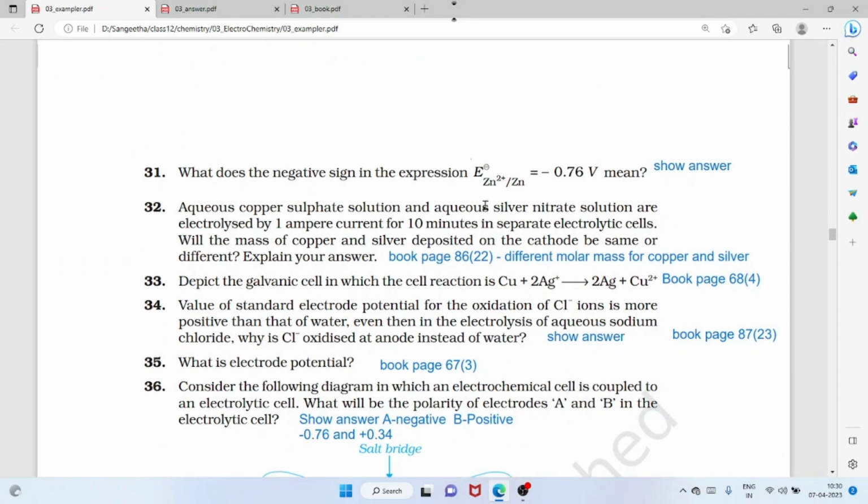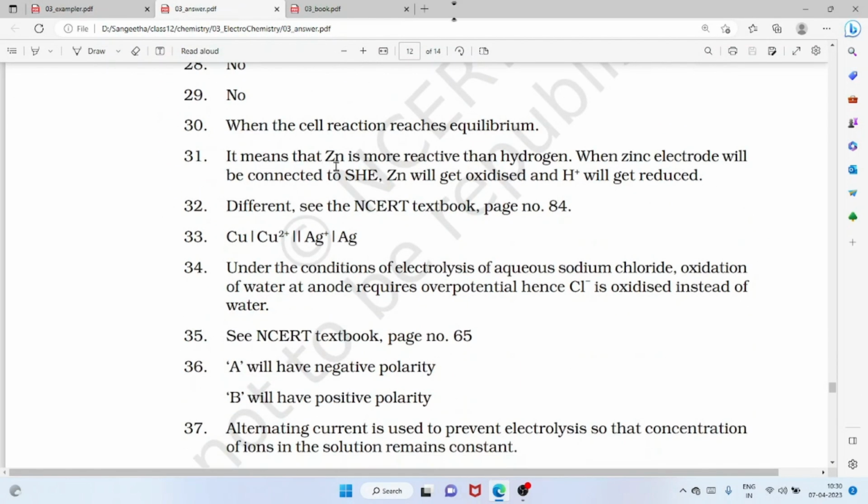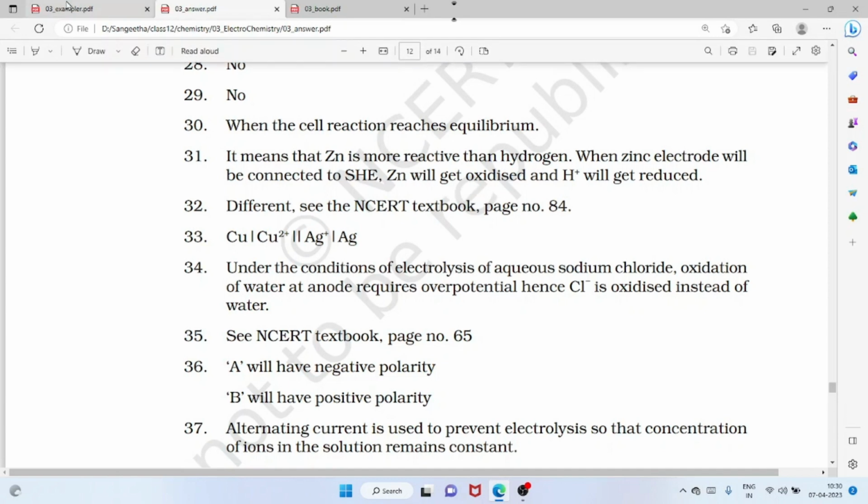What does the negative sign represent? Negative represents a strong reducing agent. It means that zinc is more reactive than hydrogen. When the zinc electrode is connected with the hydrogen electrode, zinc will get oxidized, so it is a strong reducing agent, and H plus will get reduced.